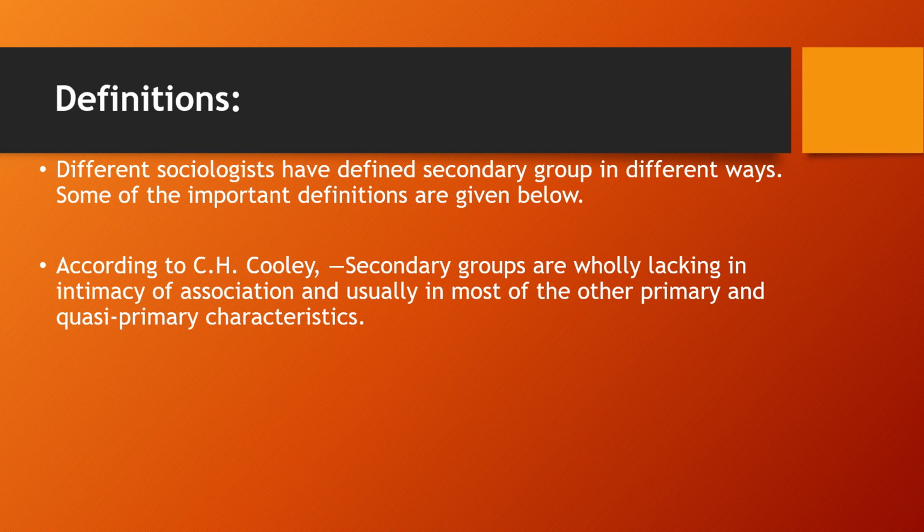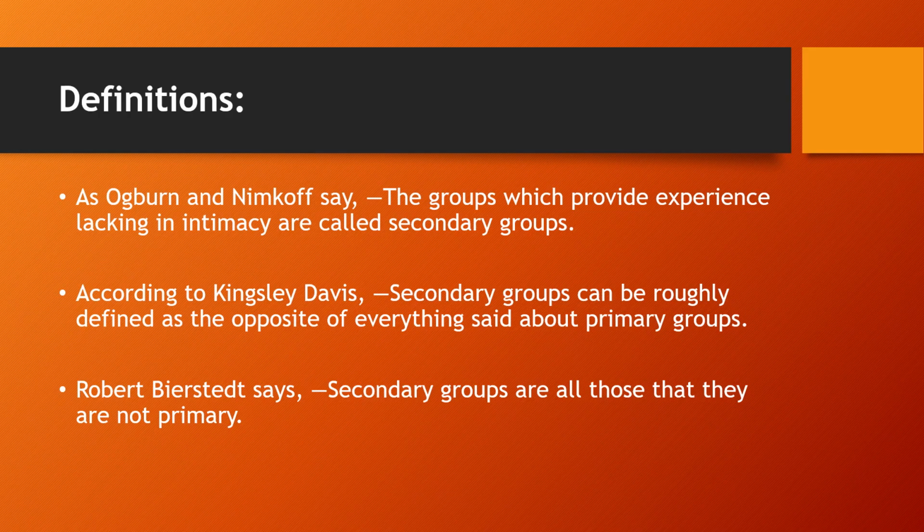According to Cooley, if you remember, we had done the primary group. We found that in the primary group, the members have an intimate, emotional, loving, sympathetic relationship. So you can find that it is opposite. In the secondary group, we lack the intimacy which we generally find in the primary group. The next definition is of Ogburn and Nimkoff, who say that the groups which provide experience lacking in intimacy are called secondary groups. Here there is no face-to-face relation, no contact, no kind of we-feeling. It is at a distance also, where we lack the intimacy.